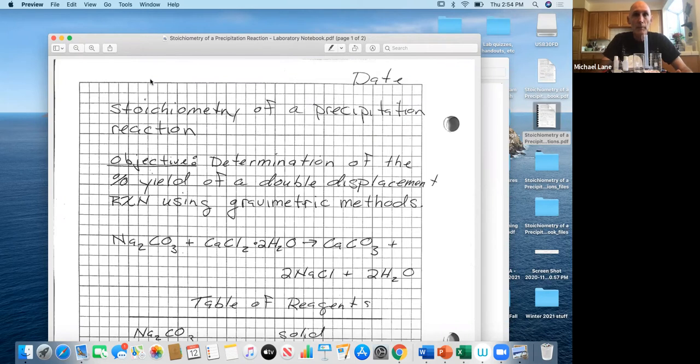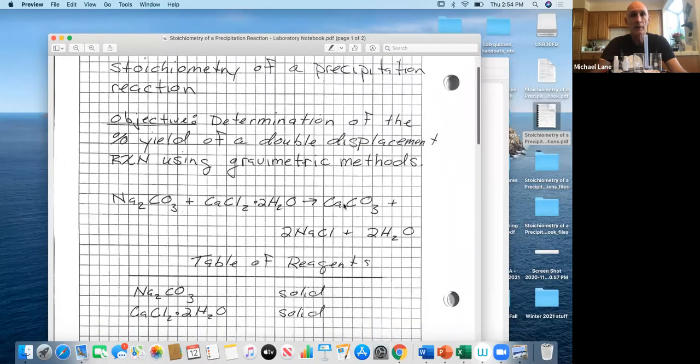associated with this experiment. So of course, there's the date that needs to go on the page, the title of the experiment, stoichiometry of a precipitation reaction, the objective. I took some liberties with it: determination of the percent yield of a double displacement reaction using gravimetric methods, right? I might have said precipitation reaction, it really means the same thing. Using gravimetric methods, that means we're weighing things out instead of, say, spectrophotometric methods or other means of analyzing things.